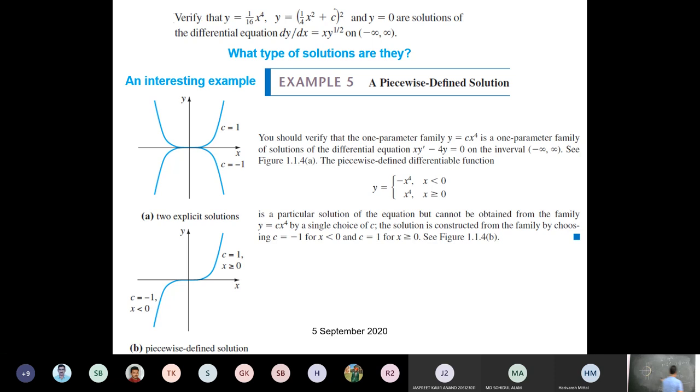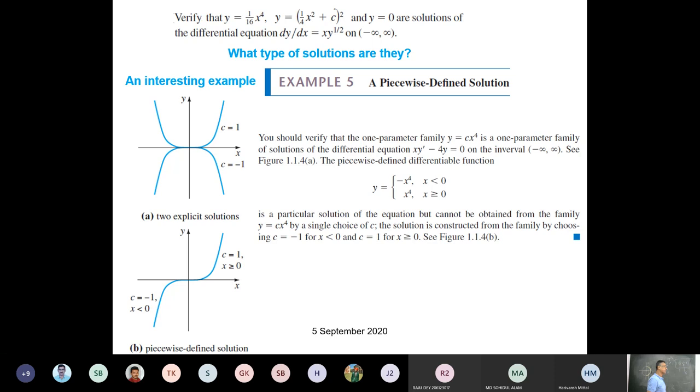But in fact, when I solve this equation, it comes up with a parameter c, right? So this is nothing but the general solution, the one-parameter family of solutions. And if you plug in c equal to 0, that gives you this solution. So this is the general solution, or one-parameter family of solutions, and this is a particular solution. Okay, fine.